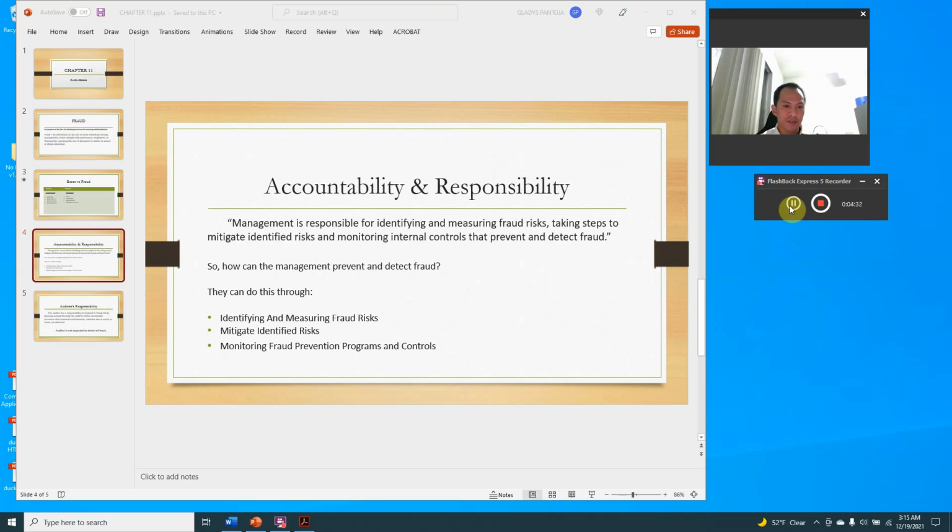I made an analogy about these prevention steps by the management. It's like an antivirus. You're going to filter and scan your computer for the virus, and then once you identify it, you're going to quarantine it. It means giving control, then afterwards, you're going to kill the virus. That's how I represented the management's steps on how to prevent and detect fraud, or control fraud rather.